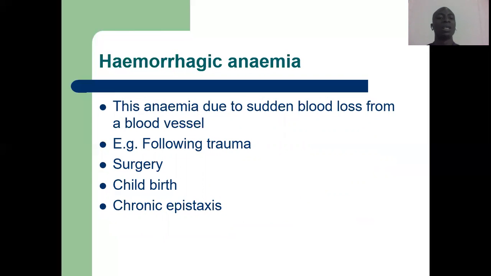The other category is hemorrhagic anemia. This anemia is due to sudden loss of blood from the blood vessels following a trauma. When somebody has a trauma, surgery, childbirth, or chronic epistaxis, that is bleeding of the nose, an individual loses blood. That's where the name hemorrhagic anemia comes from.